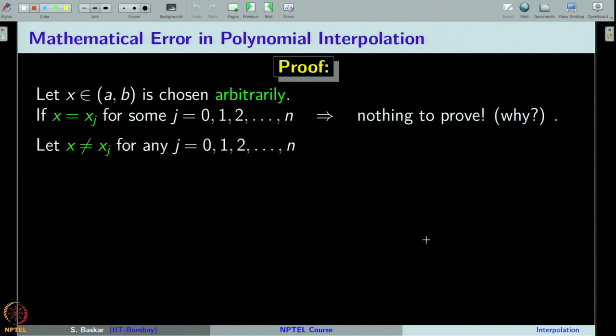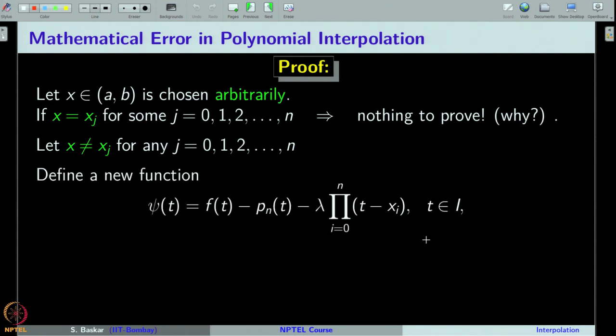We will assume that x is not equal to any of the nodes that we have chosen to construct p_n(x). In this case, we have something non-trivial to prove. Therefore, let us see how to derive the mathematical error formula in this case.